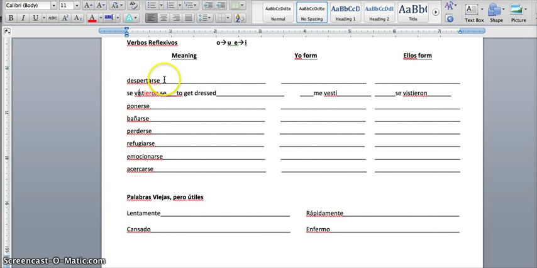Okay? Despertarse is an AR verb. I can't do anything weird with it. So it's going to be pulling that se out to the front, making it me, because, to wake up. I'm going to make it me in the yo form.